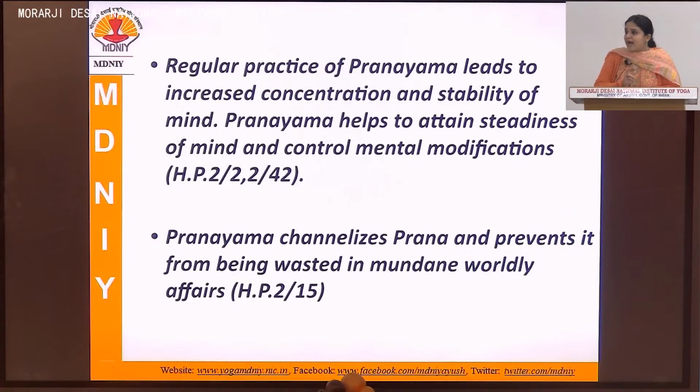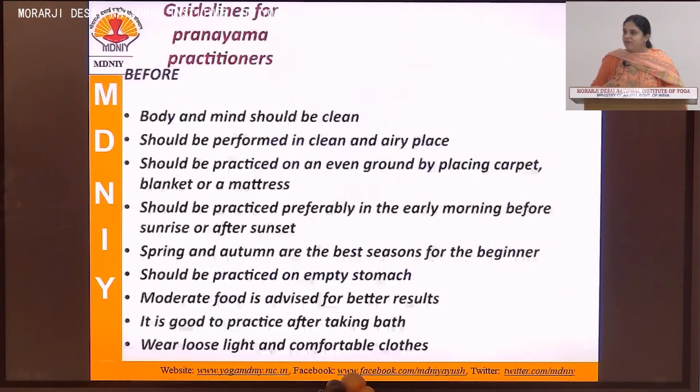So pranayam channelizes the prana and prevents it from being wasted in mundane worldly affairs. Otherwise your mind also wanders and prana also wanders, keeps wandering here and there. So it channelizes your prana and life force. These are the general guidelines: body and mind should be clean before doing, and you should perform in a clean and airy place, and it should be practiced on even ground by placing a carpet. These are general things, and you should practice in early morning or after sunset.